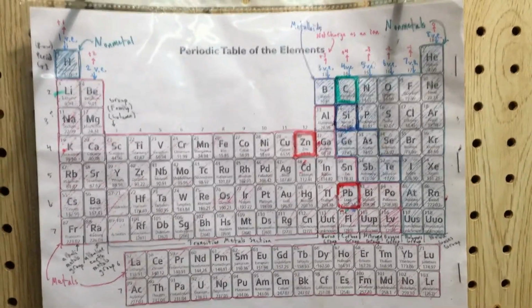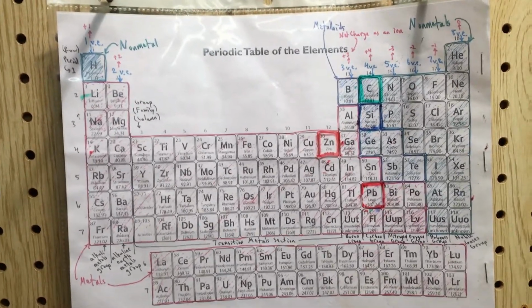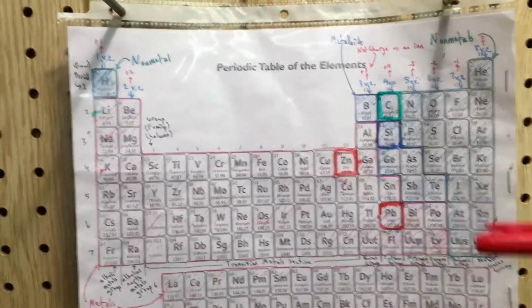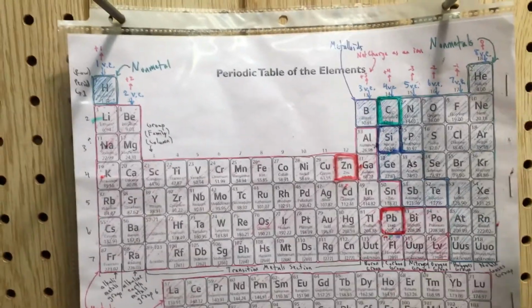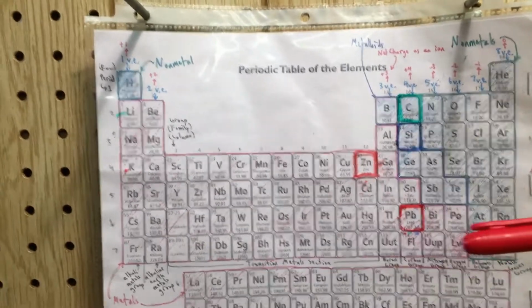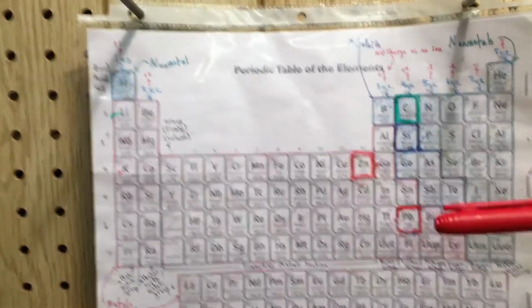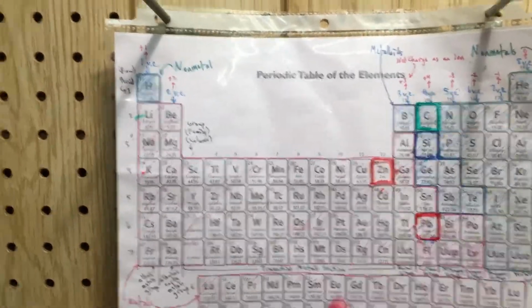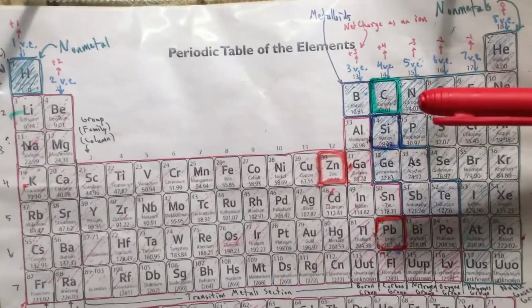So here's something that's interesting. Carbon, silicon, and lead are all in the same group going up and down here, the same family, even though they're in different periods of the periodic table. We have a nonmetal and a metalloid and a metal all in the same group. Zinc is over here off to the side. So carbon and silicon and lead are all in group 14.